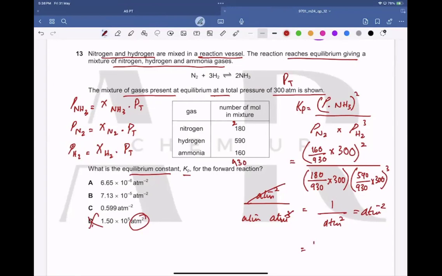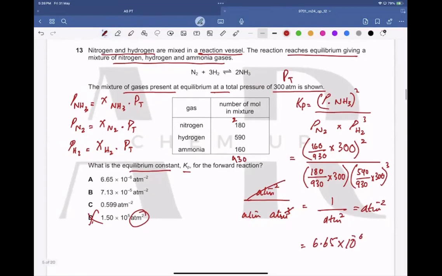It is 1.27. No, Hassan, I think your calculation is wrong because there is no such answer. 6.65 exponent minus 6. 6.65. Yeah, sure, check, Hassan. Exponent minus 6. So it is A, right? So B goes wrong, C goes wrong, and A is the correct answer.